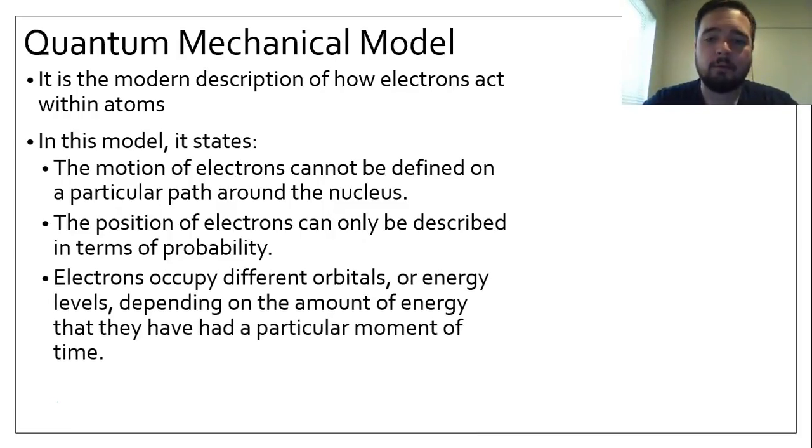Electrons occupy different orbitals or energy levels depending on the amount of energy that they have at a particular moment of time. So as light may hit an atom, it excites the electron, it puts it into a different orbital or a different position, and that electron gives that energy off and then jumps back into another orbital. So there's a lot of things that go around with electrons, which makes them really finicky and hard to deal with experimentation-wise.